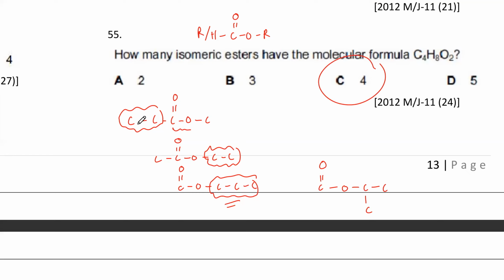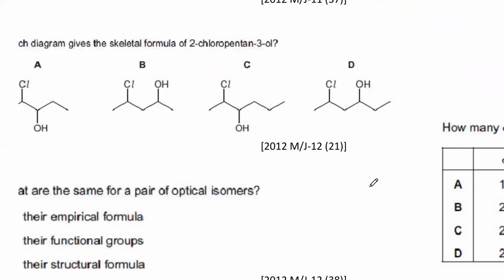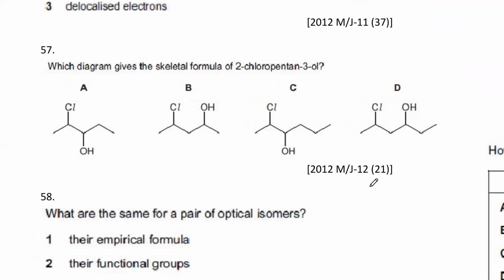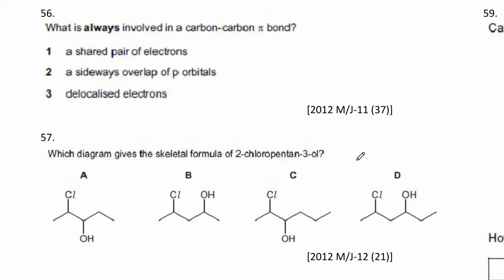these 2 I can't rearrange. I can't rearrange this, but I can rearrange 3. So that would be 2 versions of this one. Okay, is that clear? Yes, sir. Plus, I don't think there's cis trans because there's no double bond C, and there is no optical isomerism as well because this one has 2 CH3s, so it can't be optical. So all correct. Which diagram shows the skeletal formula of 2-chloro?